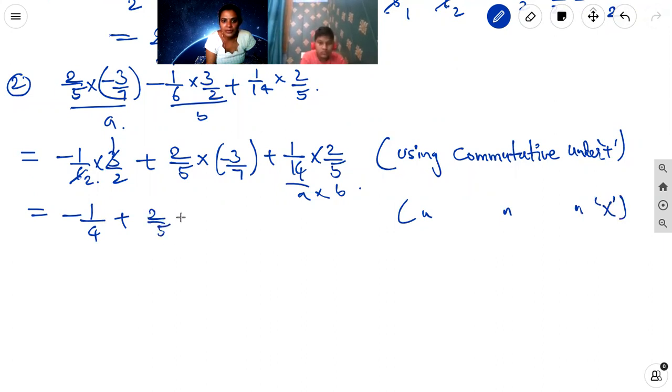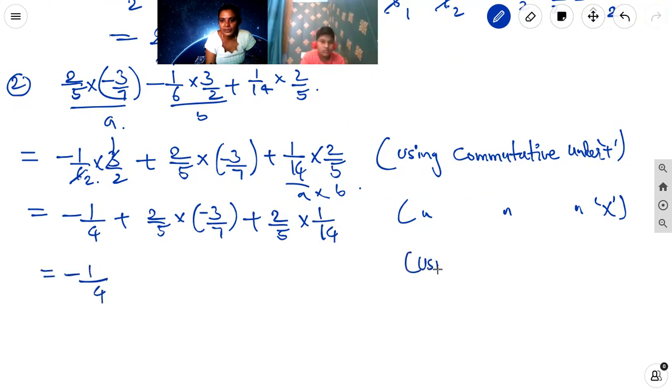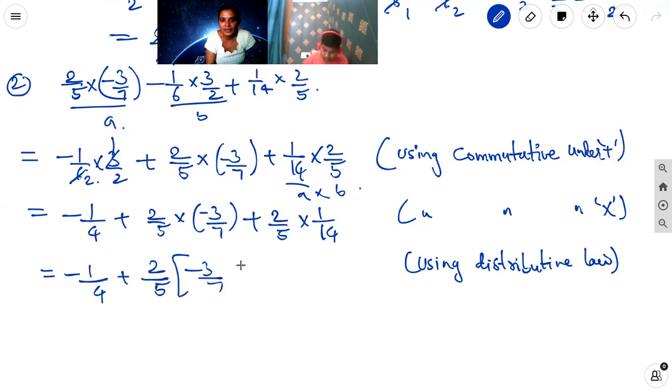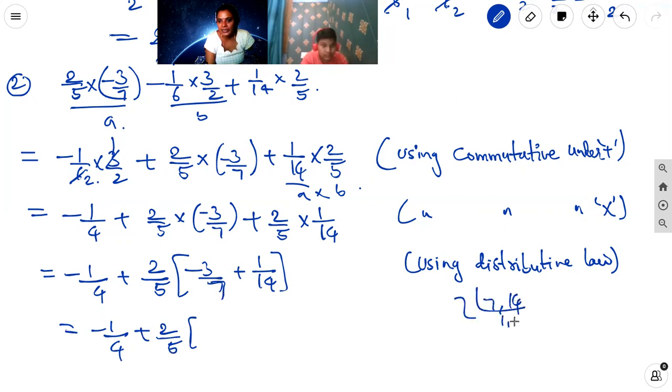So 2 by 5 into minus 3 by 7 plus 2 by 5 into 1 by 14. From the distributive law, using distributive law, plus 2 by 5 is taken common, minus 3 by 7 plus 1 by 14. Now taking the LCM, minus 1 by 4 plus 2 by 5, taking the LCM of 7 and 14, 7 ones are 7, twos are.